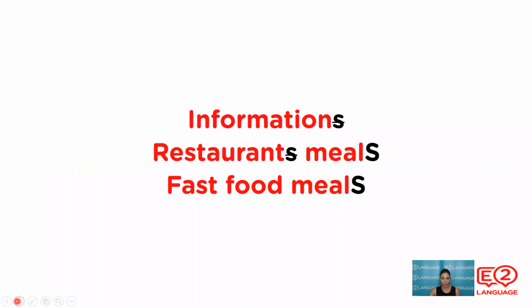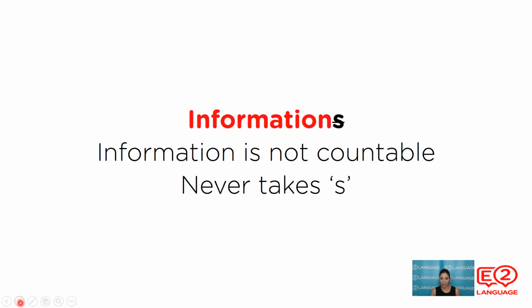Why? Informations, restaurants meals, and fast food meals. As I said, information is not countable. We can't count it, so it never takes S. We can only add S to nouns that are countable. For example, 1 egg, 2 eggs. We can't say 1 information, 2 informations, because it's not countable.